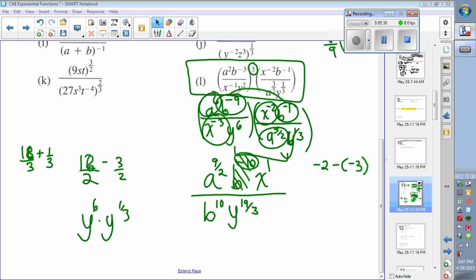So you would see a to the 9/2, x to the 1, then in the denominator b to the 10th power, y to the 19/3. All right, so there's other ones there, but we'll move to the next section.